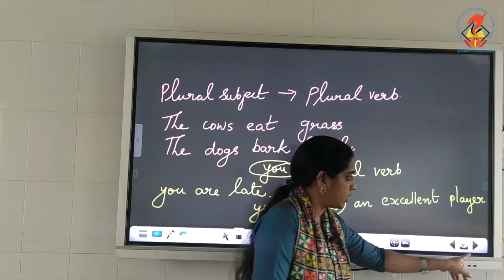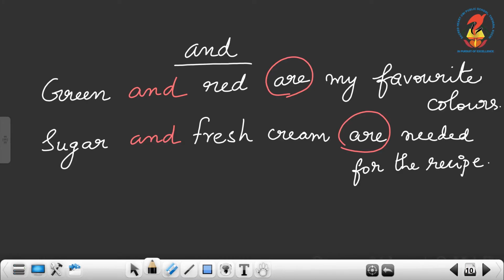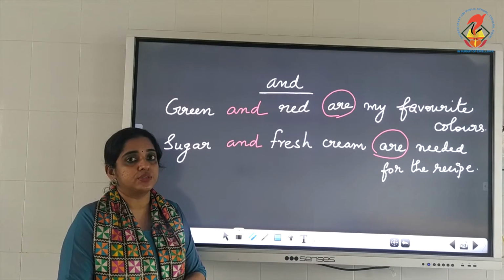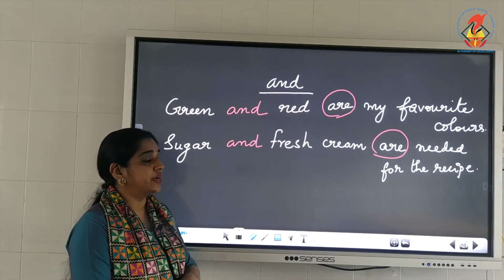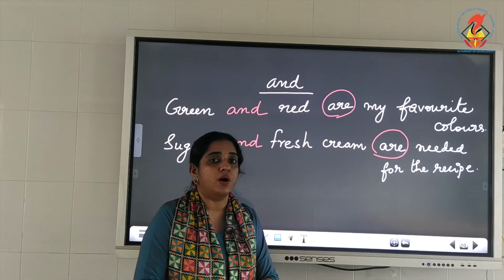Okay. Now coming to the next, and. How to use and? If two nouns are joined with the word and, you have to use a plural verb. See the example. Green and red are my favorite colors. Green and red are. It's not correct to say is. So here I have used the plural form of the verb. So if two subjects are joined with the word and, you have to use a plural verb, are.